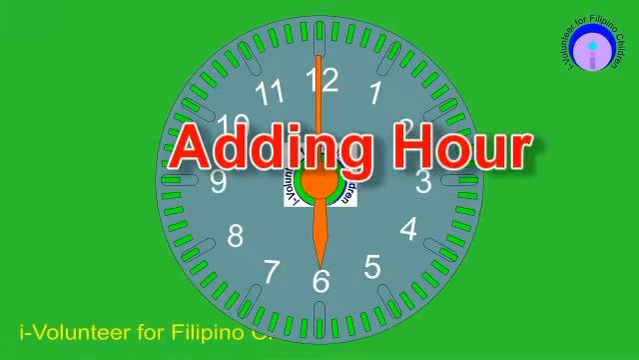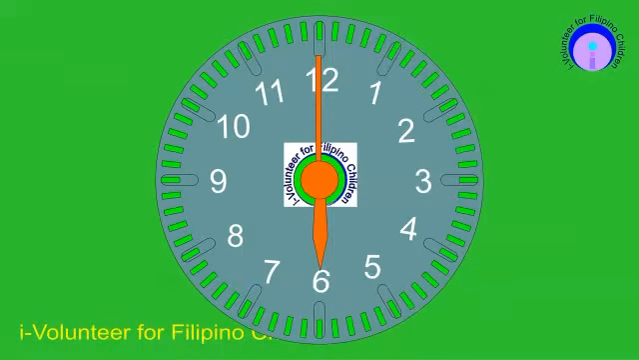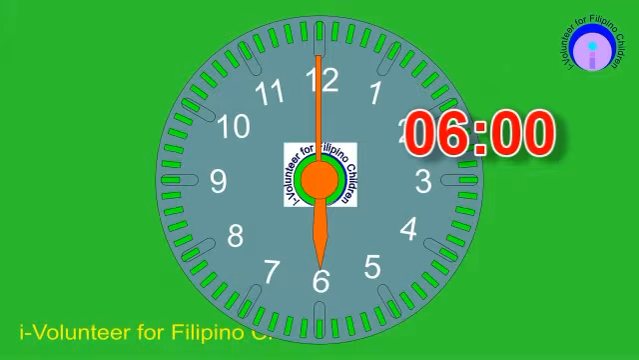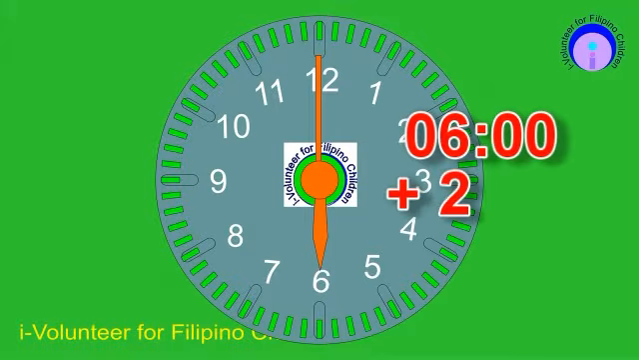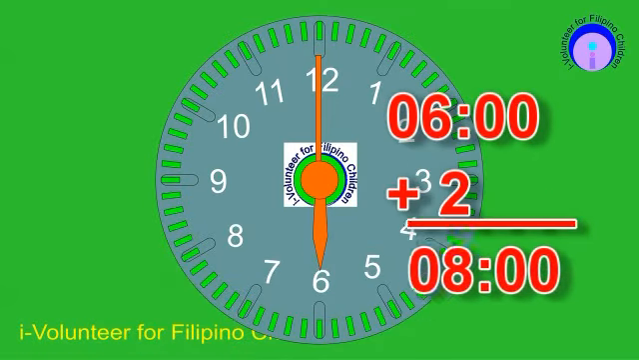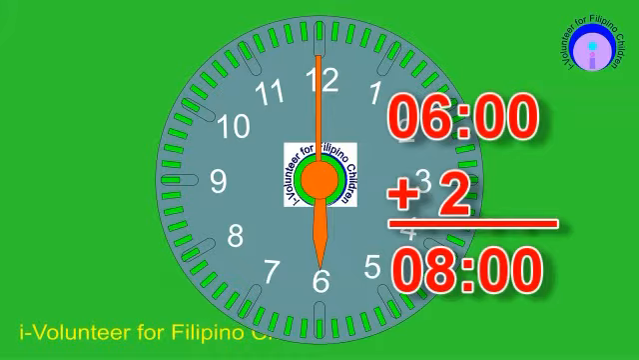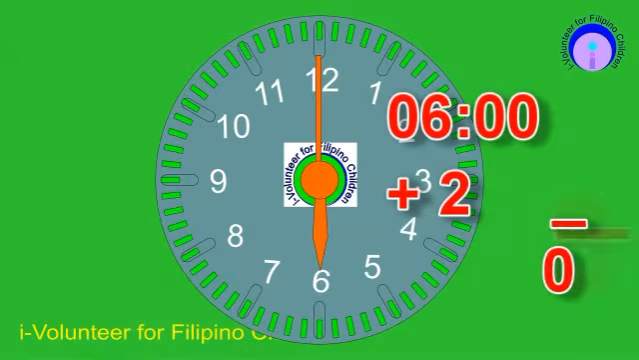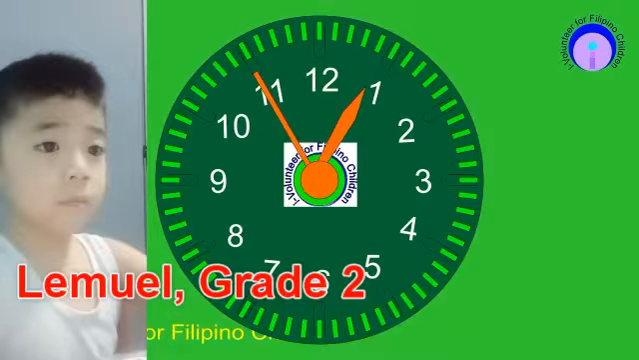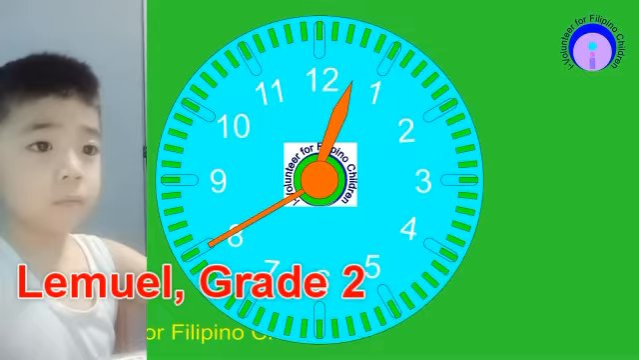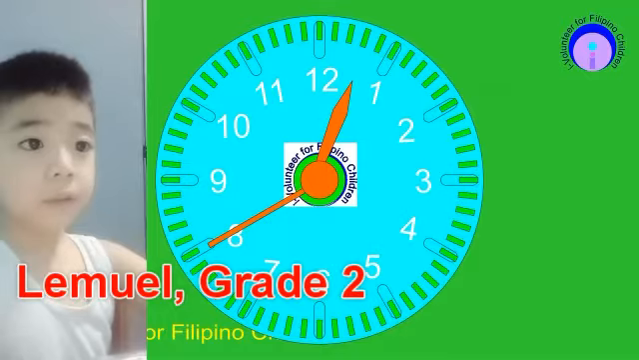Now, let us go to our lesson. The clock is read as 6 o'clock. After 2 hours, it becomes 8 o'clock. Your answer will be after 2 hours, the time is 8 o'clock. Your turn to answer. What time is 2 hours after this time?